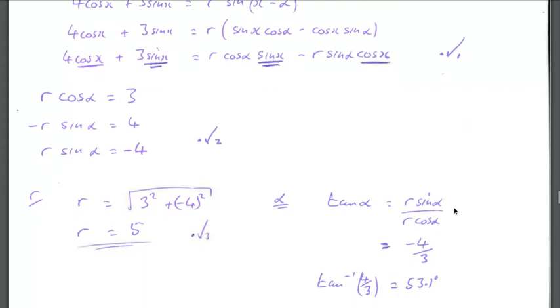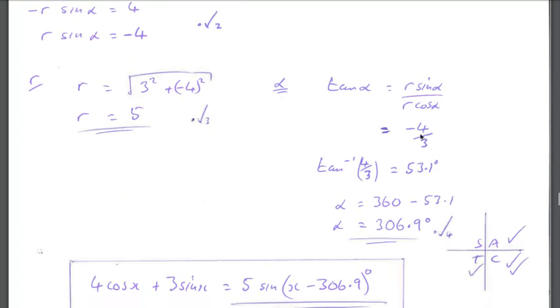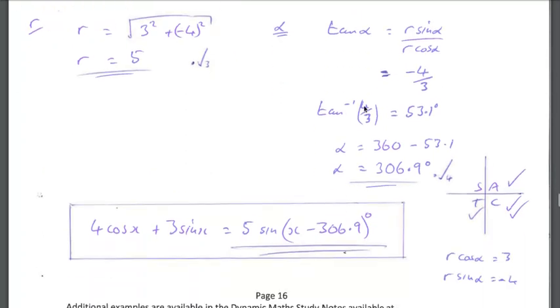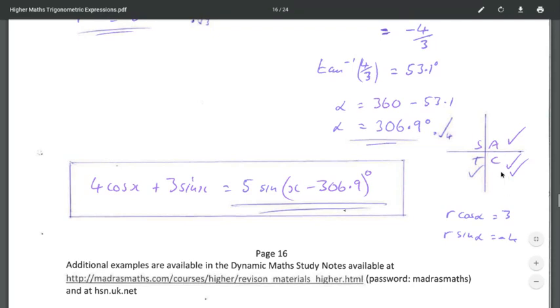And then find the value of alpha, so consider tan alpha, which is r sine alpha over r cos alpha, so negative 4/3. So find the inverse tan of 4/3, which is 53.1 degrees. So we're just doing a CAST diagram question here, really. Now, are we looking in the fourth or the second quadrant? Because in both of these quadrants, tan is negative. Well, we do know that r cos alpha is 3. So that means that cos alpha is positive.